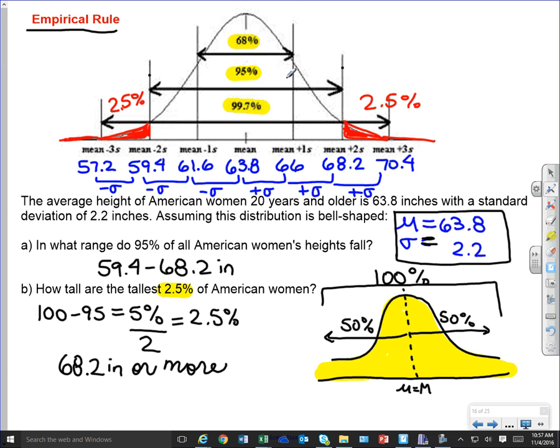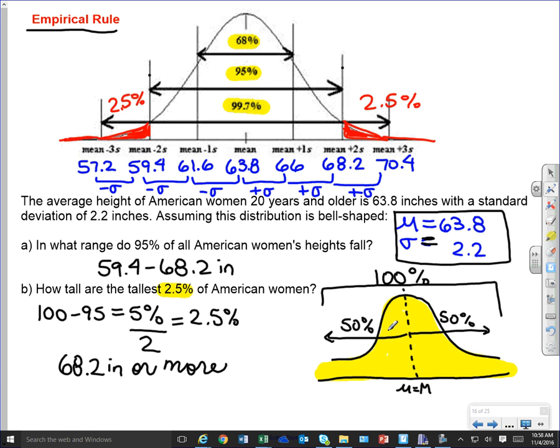If I look at the 95% range, if I have 95% inside of this white area, how much is left in the red areas? So how much is not in this white area? Well, if we know there's 100% of the data total, we would do 100 minus 95, and that would leave us with 5% that is not in this white area. Now that 5% is going to be distributed evenly into both of the red tails. That's because this is a symmetric distribution.